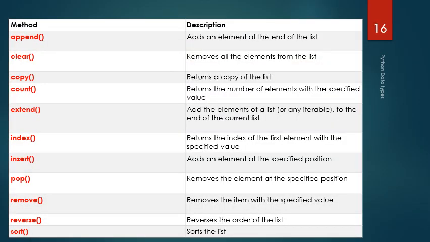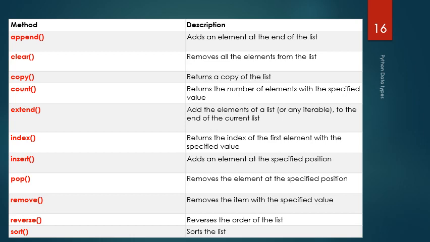Here also there are many built-in functions, and we will see a few built-in functions. Append adds an element to the end of the list. Clear removes all elements from the list. Copy returns a copy of a list. Count returns the number of elements with the specified value. Extend adds elements of a list or any iterable to the end of the current list. Index returns the index of the first element with the specified value.